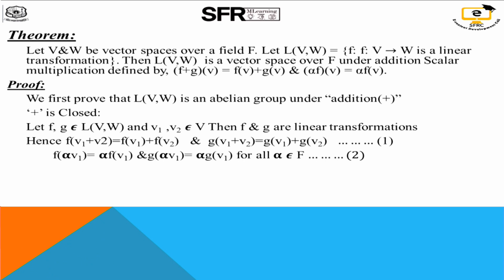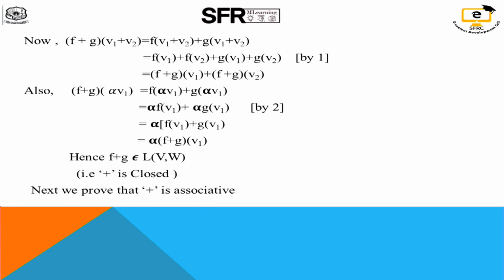To prove this, as F and G are linear transformations, they satisfy equations 1 and 2, because addition and scalar multiplication hold by the definition of linear transformation. To prove F plus G is a homomorphism, take F plus G of the first condition, addition V1 plus V2. That means F of V1 plus V2 plus G of V1 plus V2. As F and G are homomorphisms, we can separately split into two parts. Therefore, we can combine F and G, and you get F plus G of V1 plus F plus G of V2.